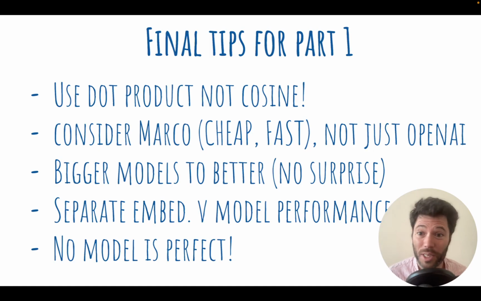Let's finish with a few tips. Remember, dot product generally performs better if you're searching with a query for large paragraphs than using cosine similarity. Consider using Marco or a similar free embedding database or model from SBERT. It's cheap, it's basically free, and often it will be faster because of the rate limits of OpenAI. As you know, bigger models do perform better. We saw how GPT-4 will get maybe one answer right more out of 10 in the case study we looked at today, but even GPT-4 can make mistakes.